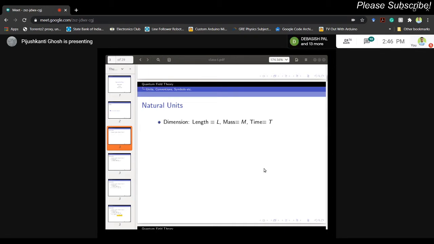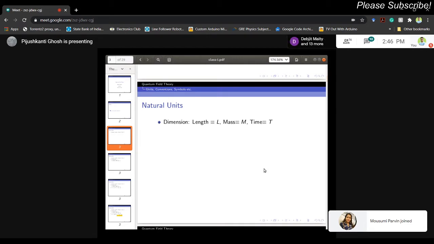Okay. Now, in particle physics, we use a kind of unit. It's called natural units. I think that you have heard of natural units earlier. Yes or no?